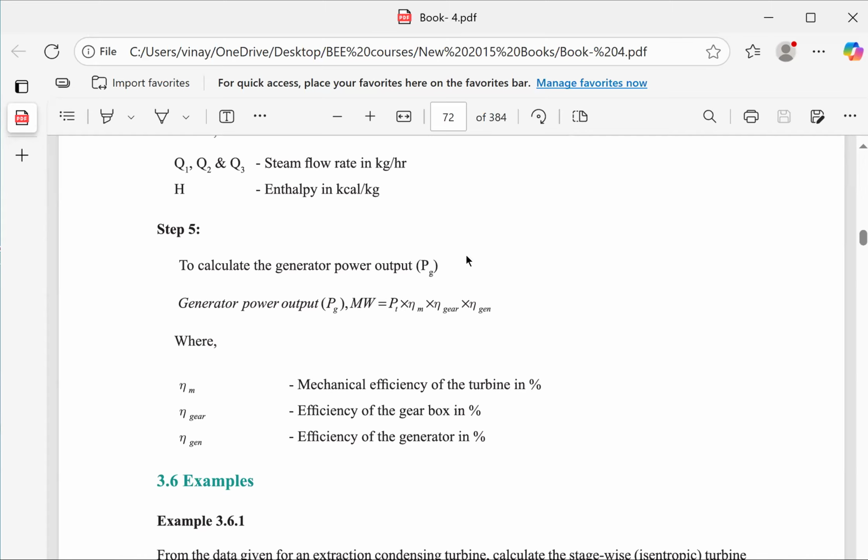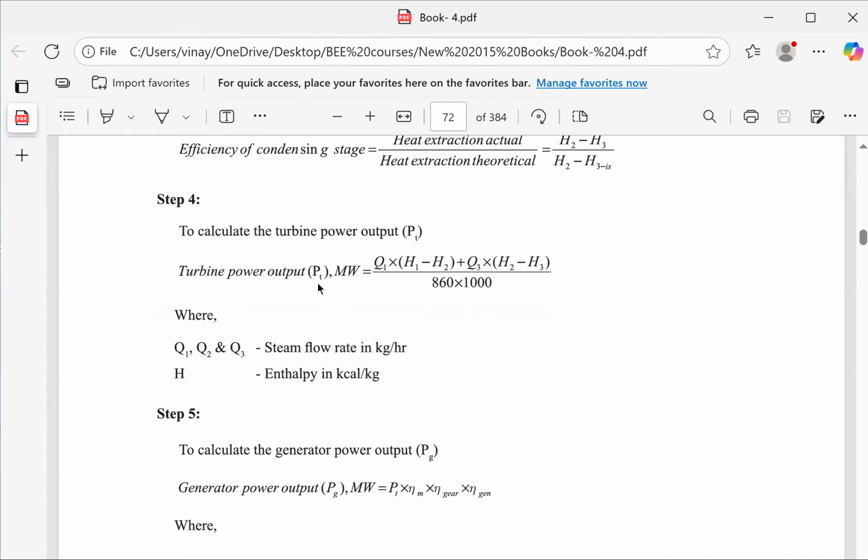Step 5 is to calculate the generator power output. Generator power output is the turbine output multiplied by the efficiencies. The generator power output is in megawatts, right? Remember, it is megawatts, and when you apply 860, it will be kilowatts. Here, power output PT is the power output of the turbine, which we have calculated here.